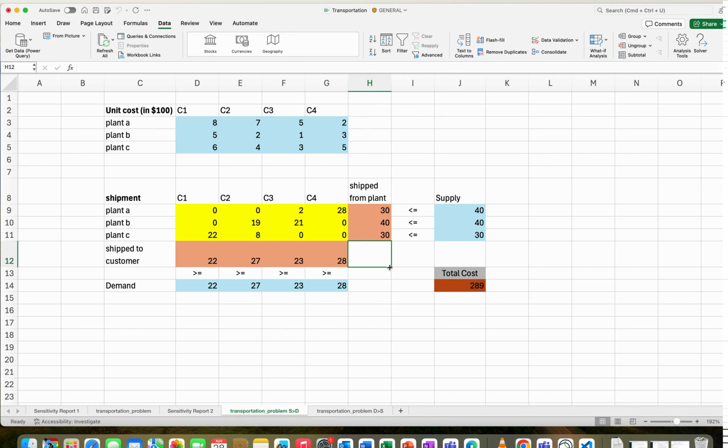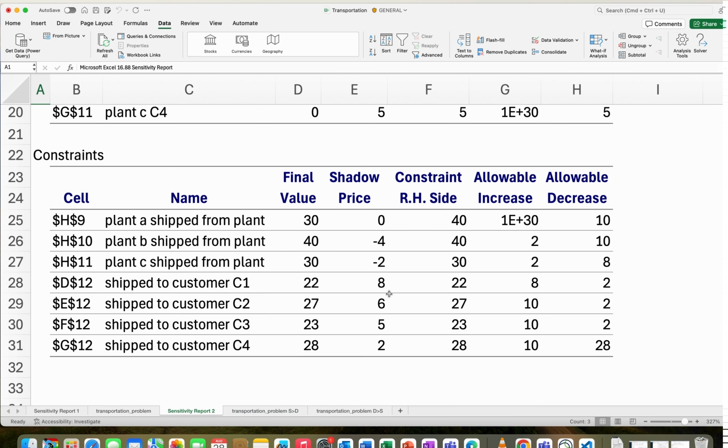Now let's try to understand from a demand perspective. I resolved the problem to bring back the original status of this sensitivity report. Now, with every increase in demand for customer C1, I can expect the cost to increase by 8. And with every decrease in the demand of customer C1, I can expect the cost to decrease by 8. So that's the interpretation in this case. If there's a customer which is super costly for the network, it's C1, because with every increase in demand of C1, you would incur a cost of 8.